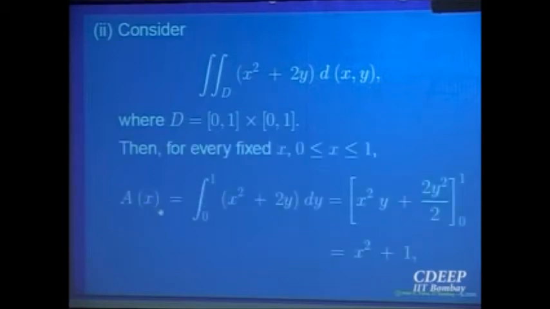Compute A(x): I am going to integrate out y. The answer will depend on x. x is fixed, so when x is fixed, this is a constant, right? You integrate using one-variable techniques and you get this answer, that is A(x). Now integrate A(x) over 0 to 1 to get the double integral. So compute.